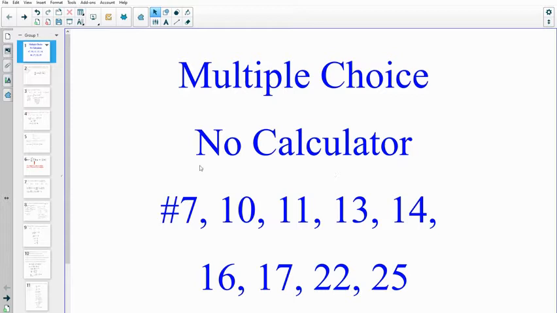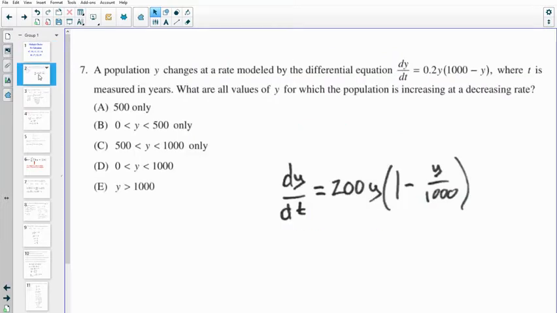These are non-calculator questions. It's sometimes tempting to reach for a calculator to do some of these problems, but we will avoid that. I'm going to start with question number 7. This is a logistic differential equation. It does not tell us that it's a logistic differential equation, but we are one quick manipulation away from that.